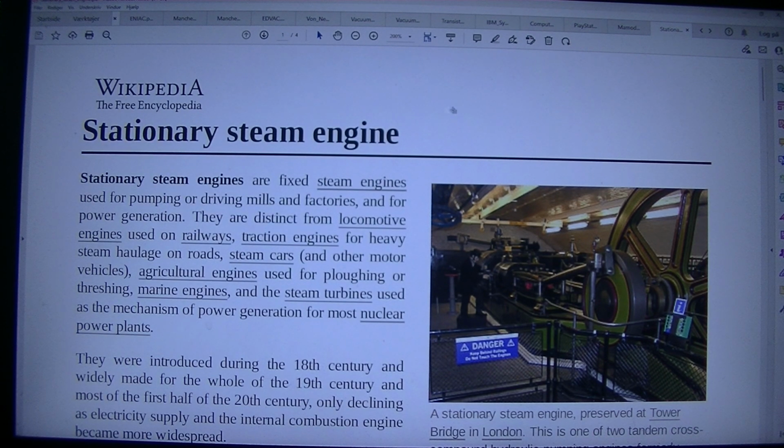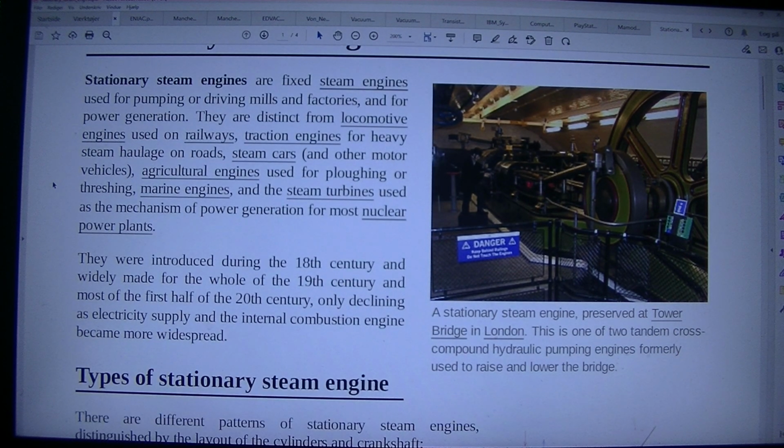Stationary steam engine. A stationary steam engine, preserved at Tower Bridge in London. This is one of two tandem cross-compound hydraulic pumping engines formerly used to raise and lower the bridge. Stationary steam engines are fixed steam engines used for pumping or driving mills and factories, and for power generation. They are distinct from locomotive engines used on railways, traction engines for heavy steam haulage on roads, steam cars, and other motor vehicles, agricultural engines used for ploughing or threshing, marine engines, and the steam turbines used as the mechanism of power generation for most nuclear power plants.